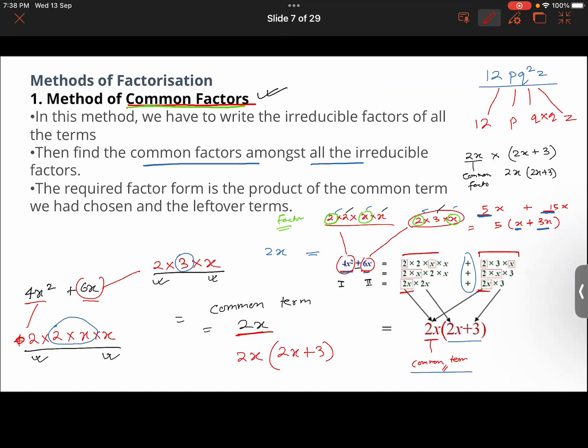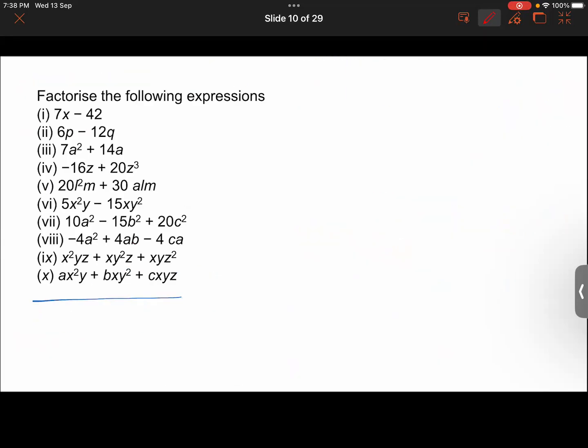Okay, I'm giving you a question then. It will be better. Okay, Arhan, solve the question number 3 using the common factor method.